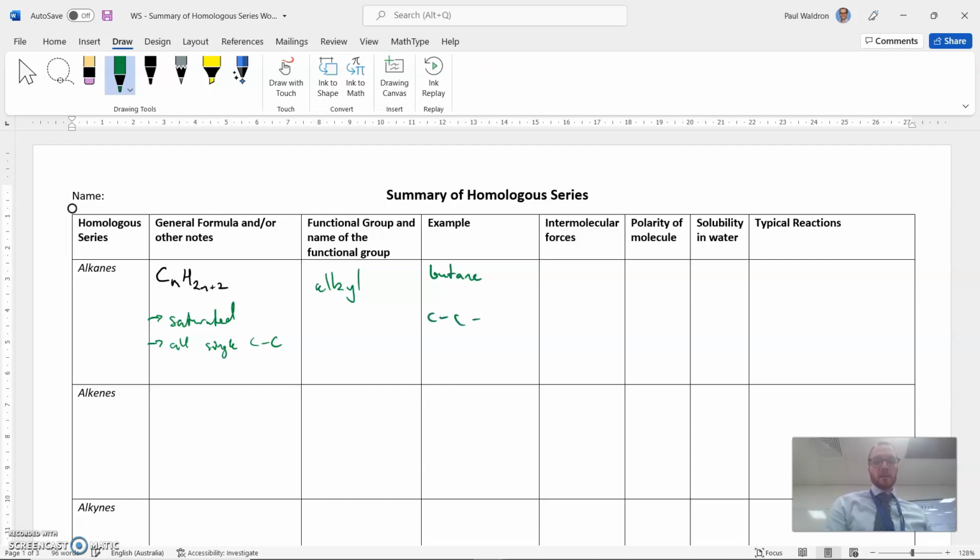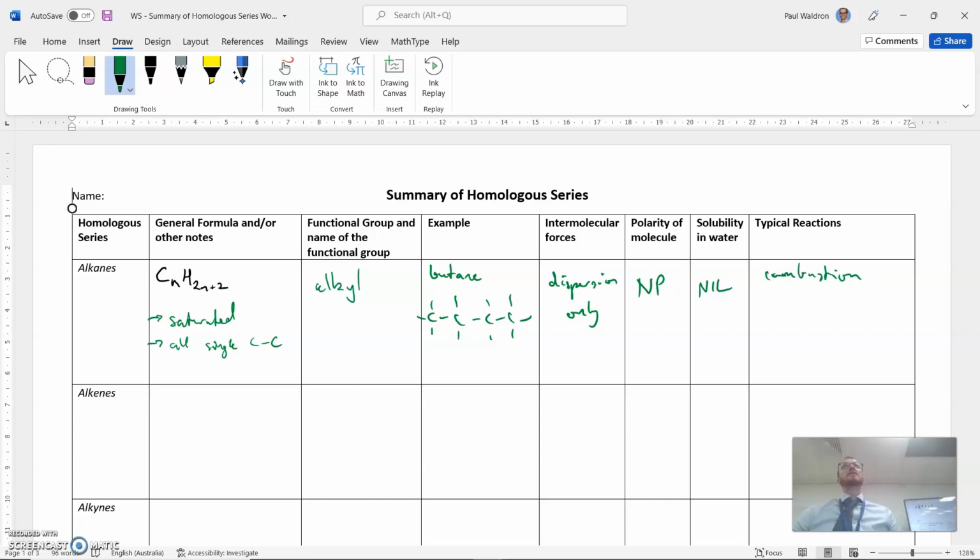Butane. What type of intermolecular forces in alkanes? Dispersion only. Polarity? Non-polar. Soluble in water? Nil. Insoluble. Typical reactions, which we haven't gone through, but yes, combustion.